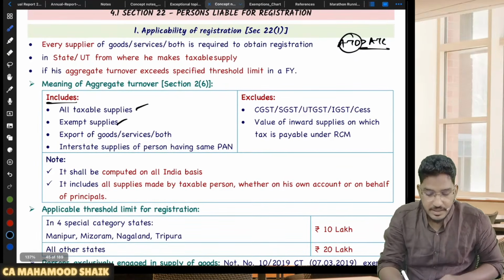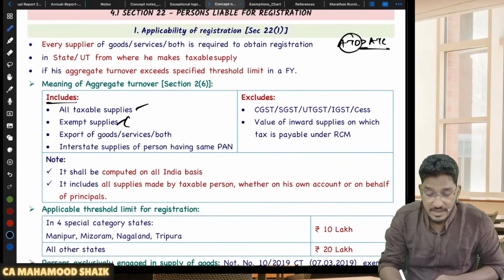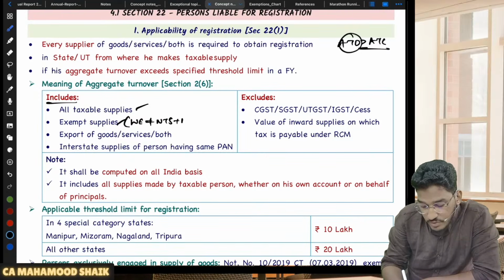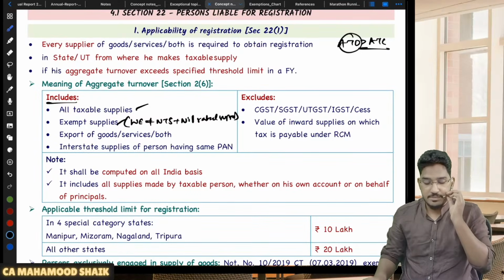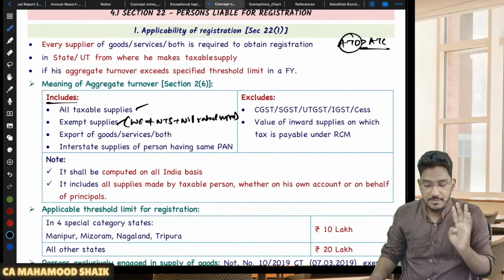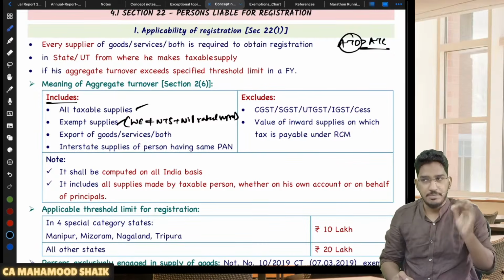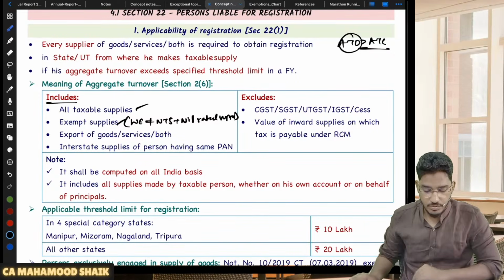It includes taxable supplies. It includes exempt supplies. When I say exempt supplies, it includes 3 things. It could be wholly exempted supply. It could be non-taxable supply. It even could be a nil rated supply. All these 3 put together, we call it as exempt supply. So tell me, what is exempt supply? It includes wholly exempted supply, non-taxable supply, nil rated supply. All these 3 put together, we call it as exempt supply. Everything you have to include in the aggregate turnover.